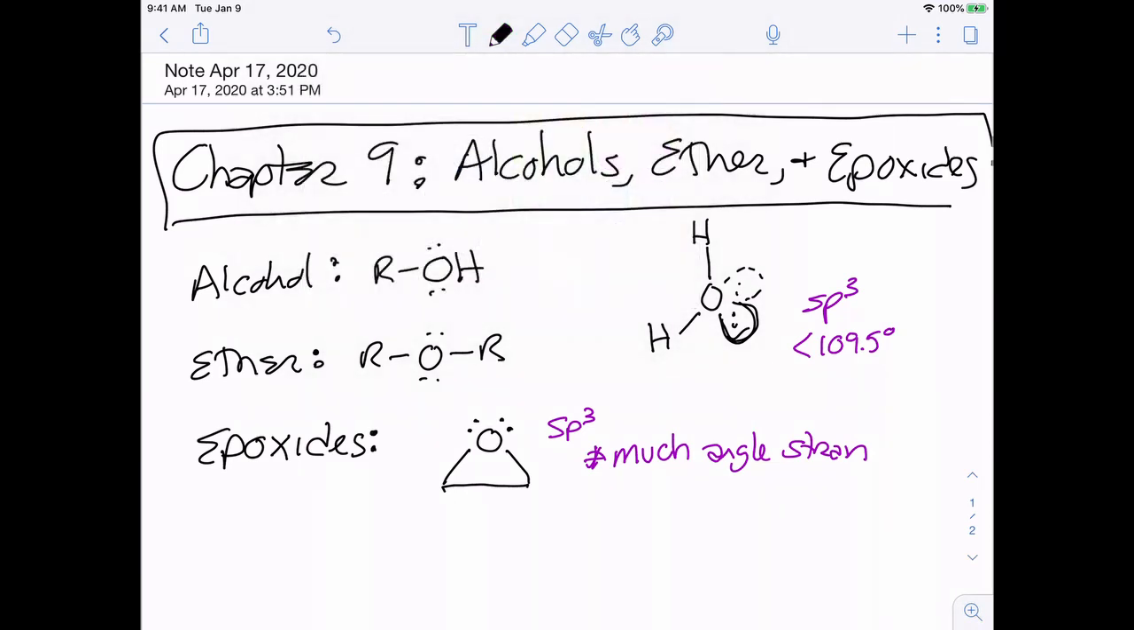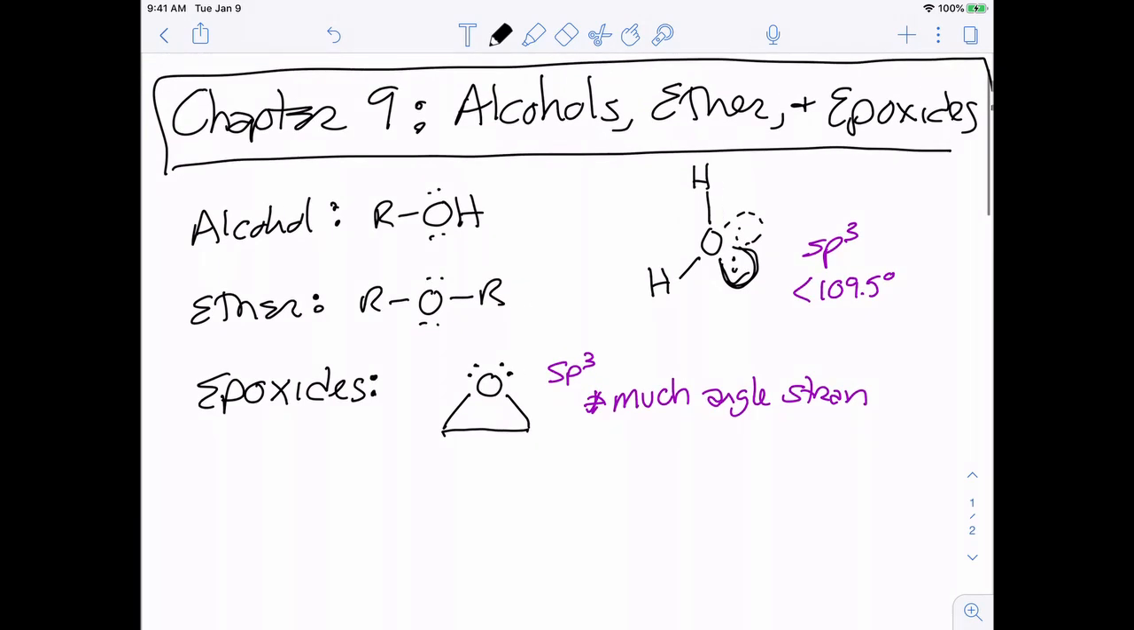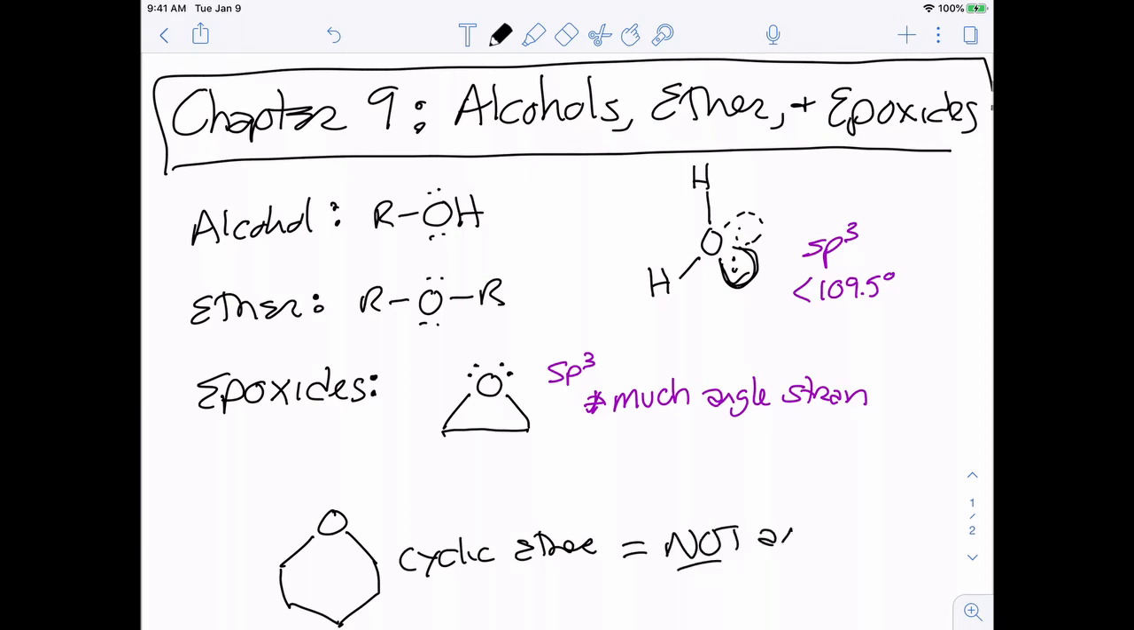One of the common questions that I usually get if we were in class is, does it have to be that number of carbons? Yes. You can have cyclic ethers, but it's not an epoxide. An epoxide is specifically two carbons and an oxygen in a ring. If I was to draw something like this, well, it's a cyclic ether, it's not an epoxide. So an epoxide literally needs to be three things in a ring, two carbons and an oxygen. You can have oxygens in rings, but they're not epoxides if it's not two carbons and one oxygen.